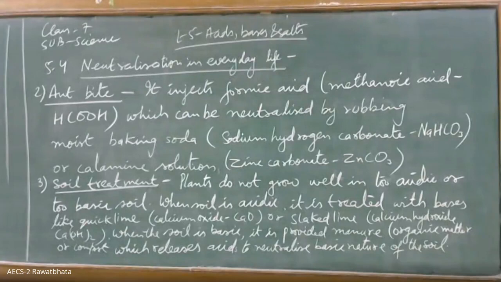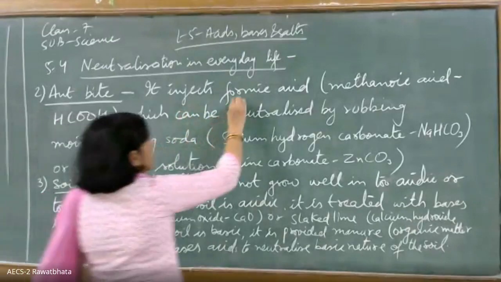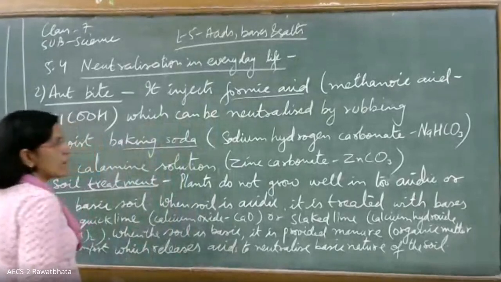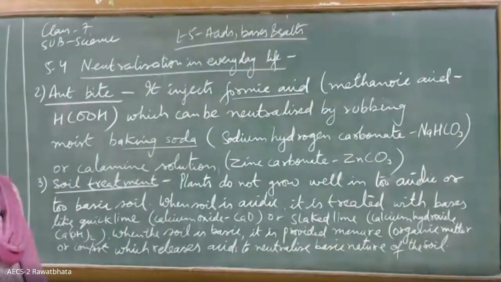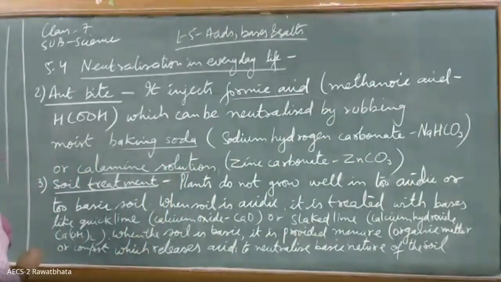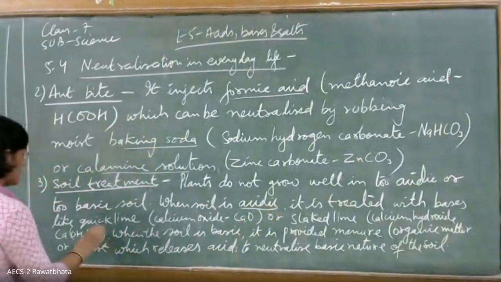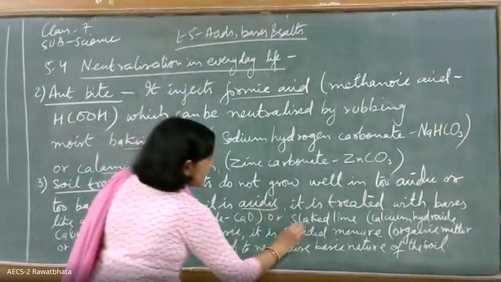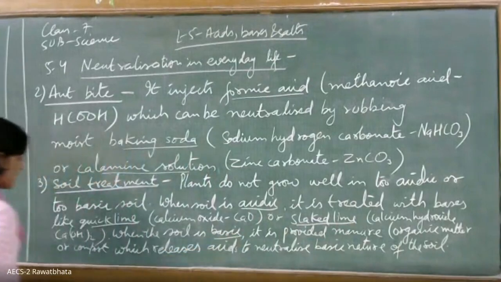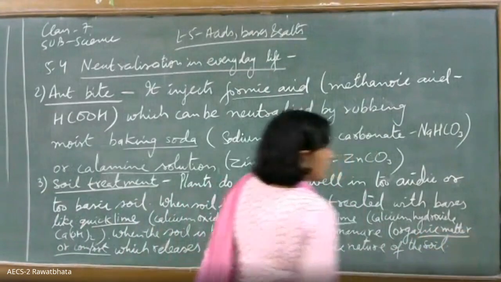The names we are supposed to always keep in mind: formic acid is neutralized by baking soda, sodium hydrogen carbonate, and of course calamine solution. Soil treatment technique: if it is acidic, we are adding quicklime or slaked lime. Or if the soil is basic, we are adding compost or organic matter.